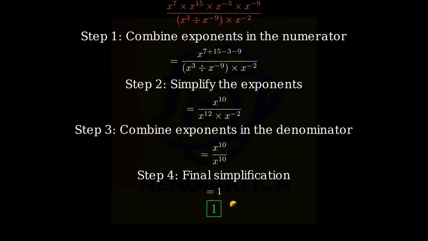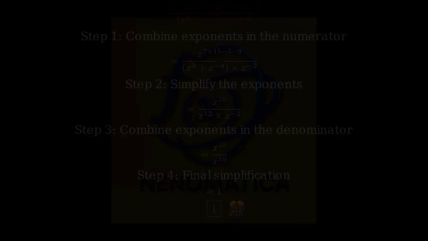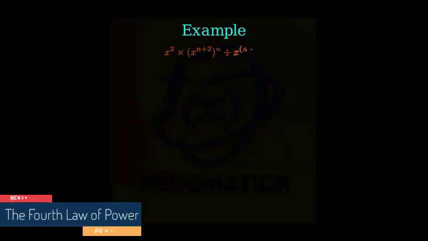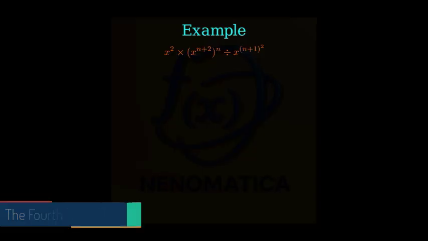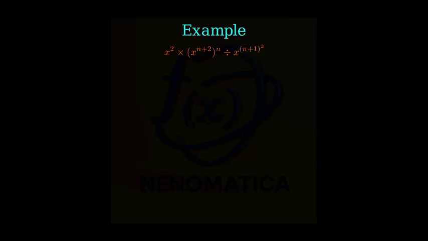So our final answer is 1. Now, let's move on to our second example. In this problem, we need to simplify the expression x squared times x raised to the power n plus 2, and that whole quantity raised to the power n divided by x raised to the power of n plus 1 squared. This problem involves exponent rules with variables.